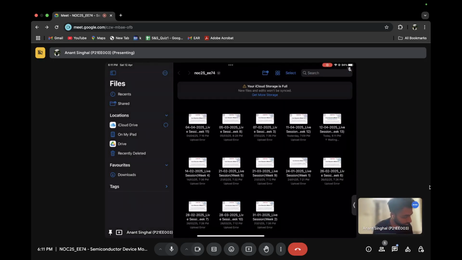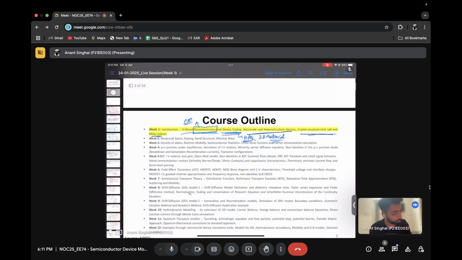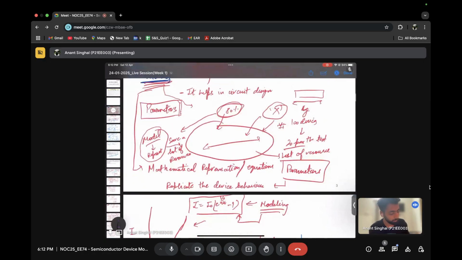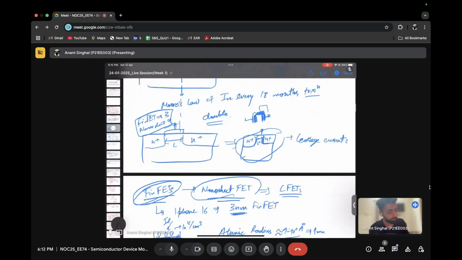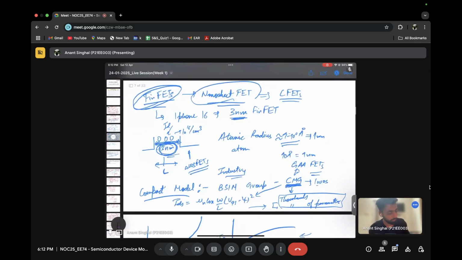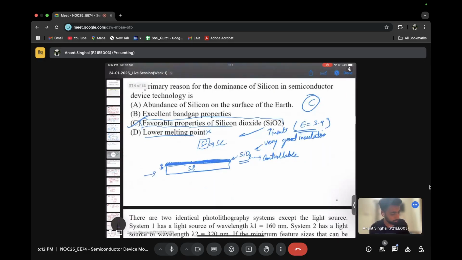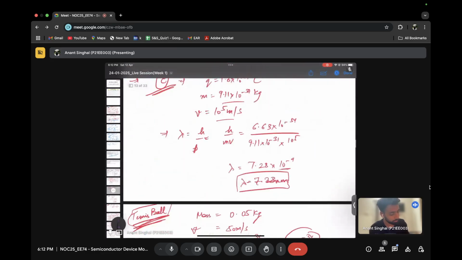For the first week, as I told you, it was more on crystal structure, unit cell, and Miller indices. Initially we got the idea of what compact modeling is, why we want it, why it is even difficult, what kind of current technology we have, and what kind of different models exist in the current scenario. So why silicon and all, but the main part, I would say, was the crystal structure problems.